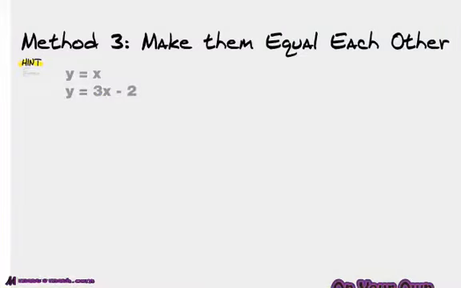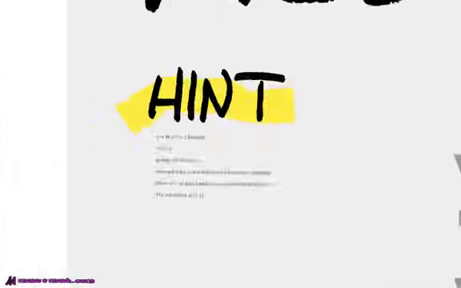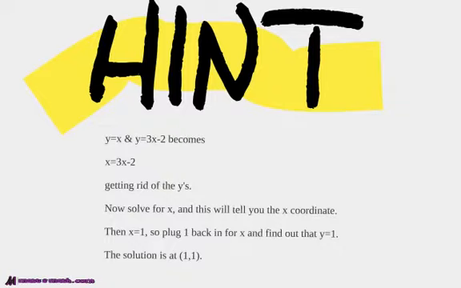This is called the algebraic method. I would guess that this is the method that you're going to use most often. Here are the steps. Find out that your solution, notice it's a point. Your solution is an ordered pair of 1, 1. Okay? That's your answer.